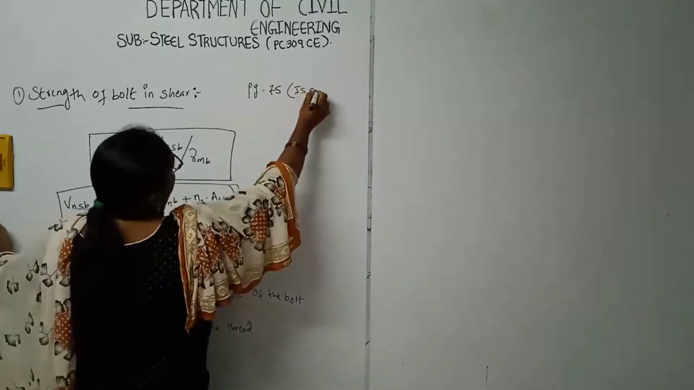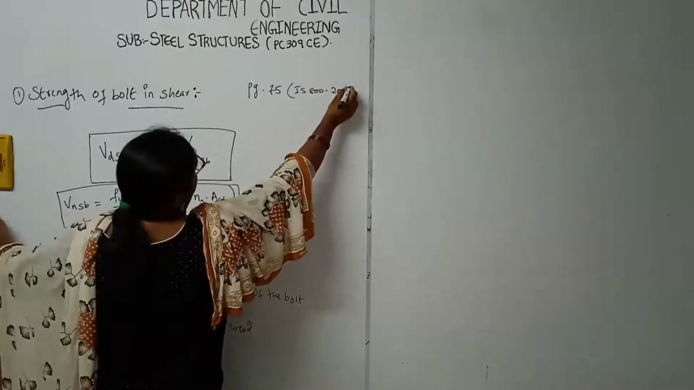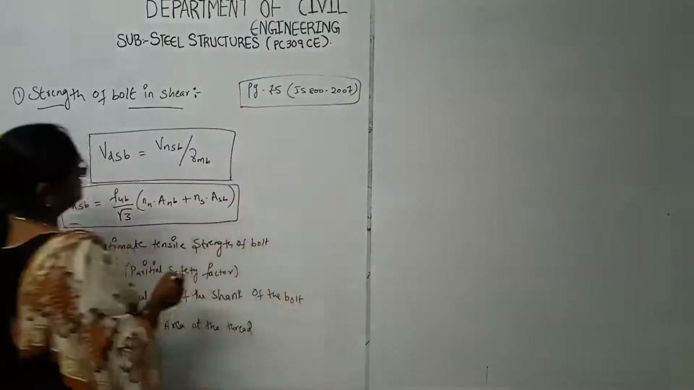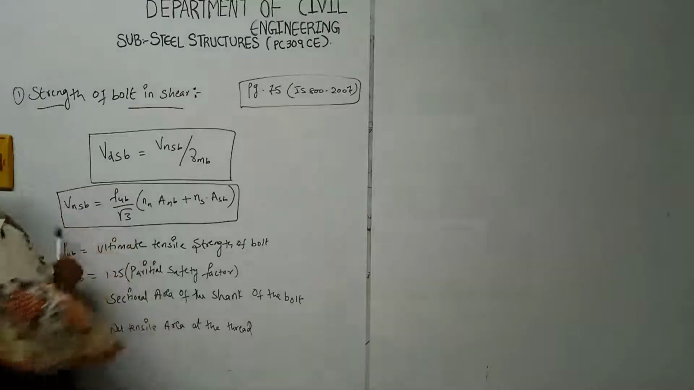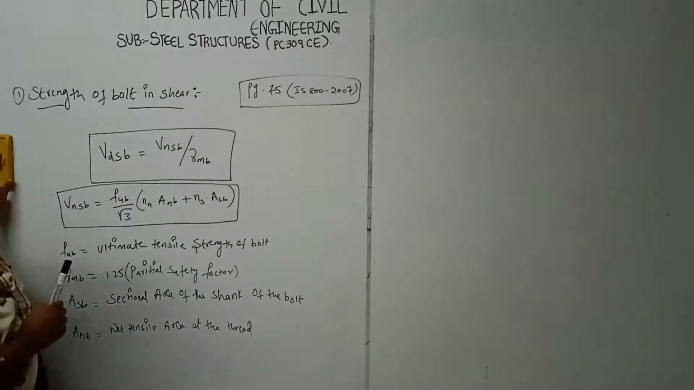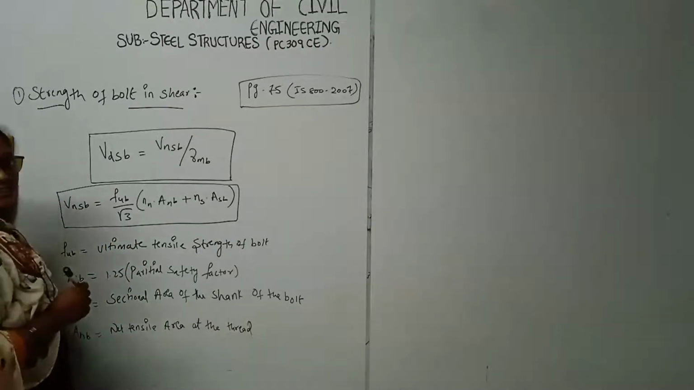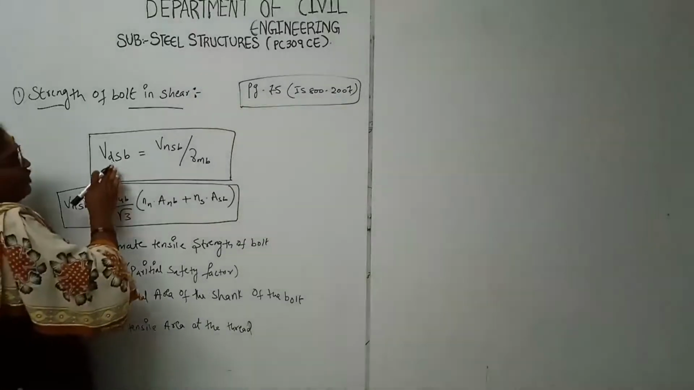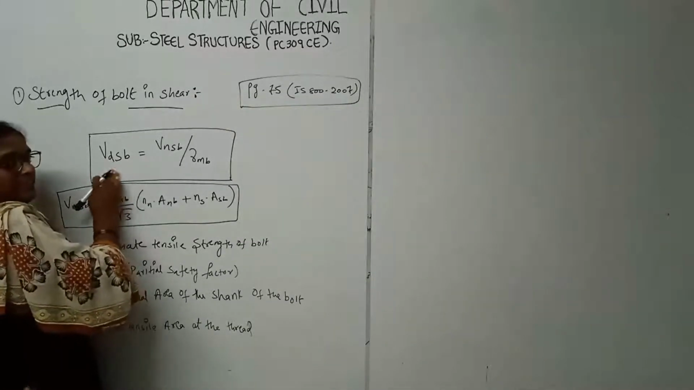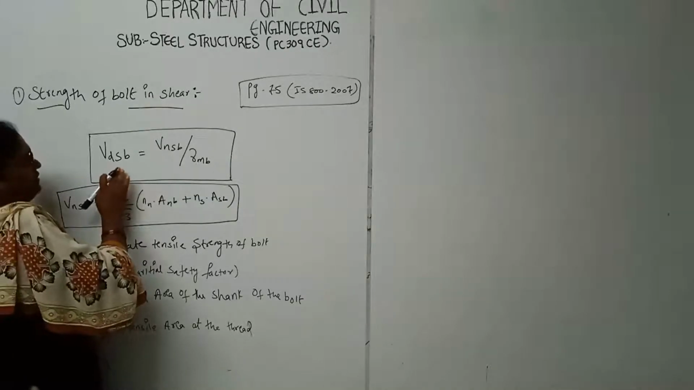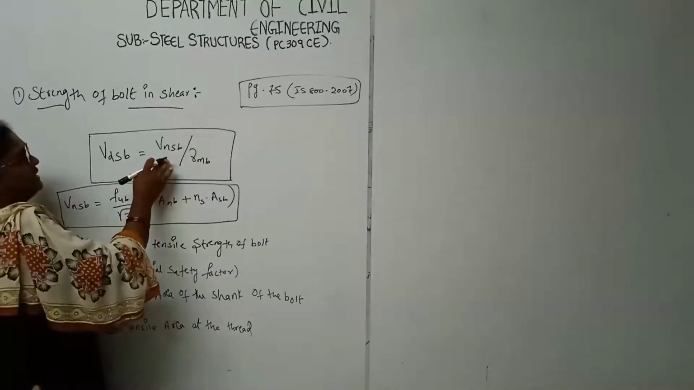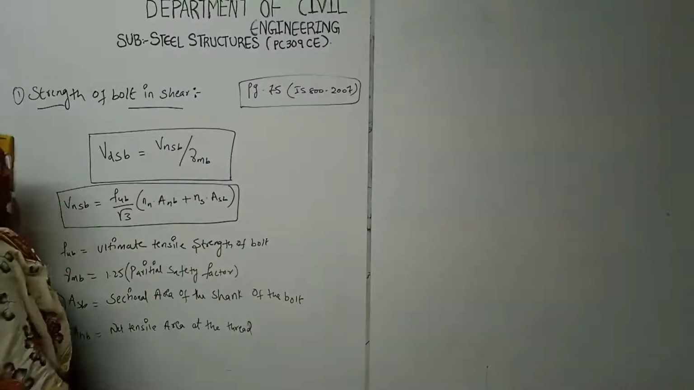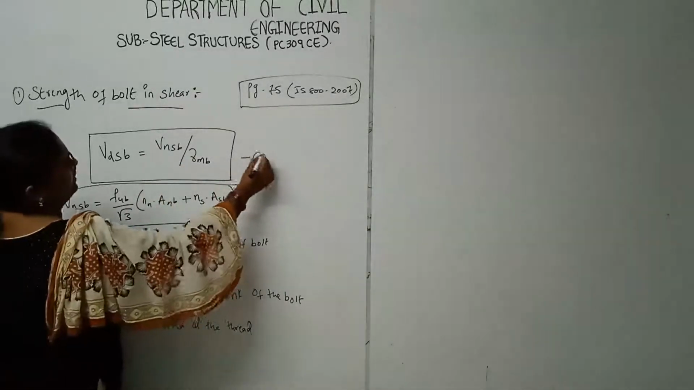of the IS 800 2007 code book. So the first design criterion we are taking is the strength of the bolt in shear. The formula for designing the shear of the bolt is VNSB by gamma MB.